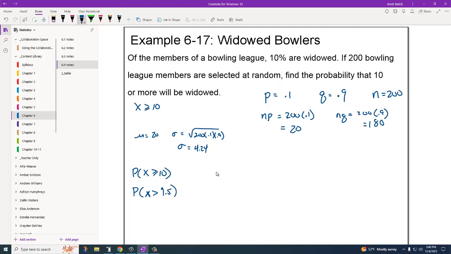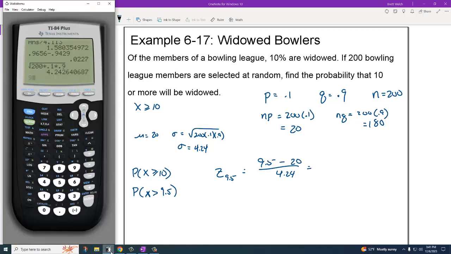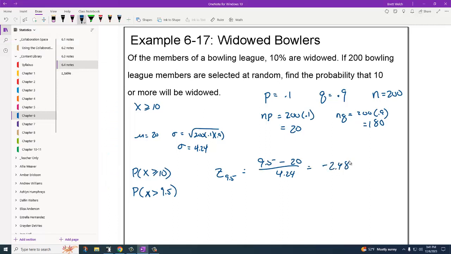That's going to allow me to find my z-score for the 9.5 by doing 9.5 minus the mean of 20 divided by 4.24. To find that z-score, you can calculate 9.5 minus 20 and divide that by 4.24. We're going to get negative 2.48.